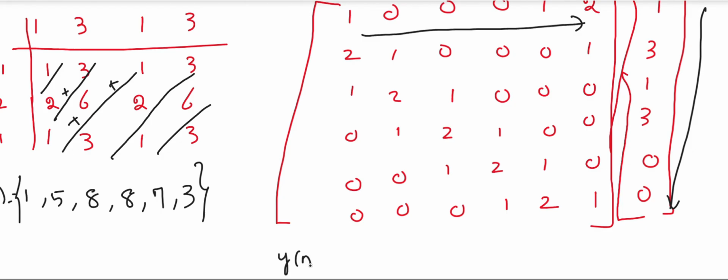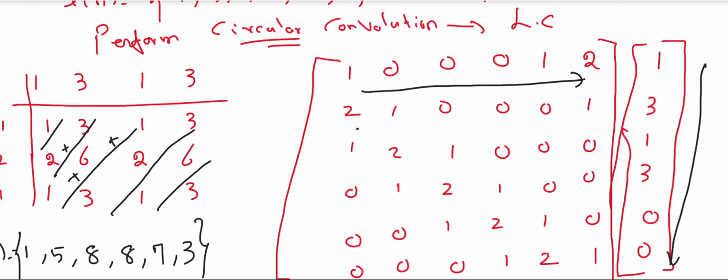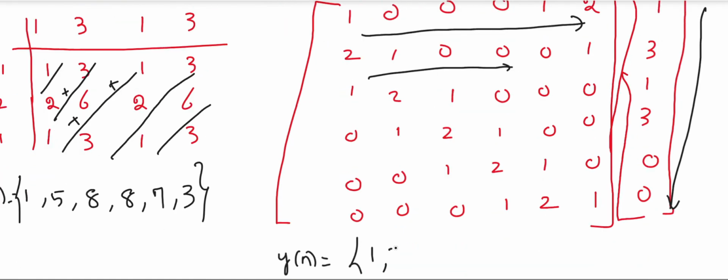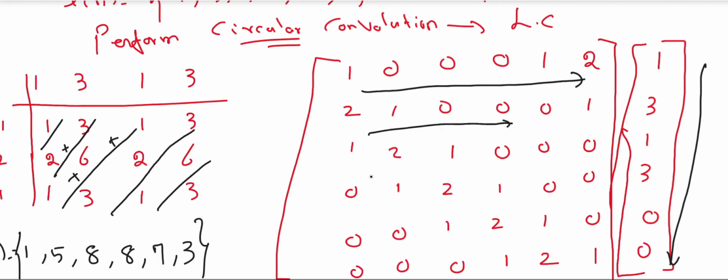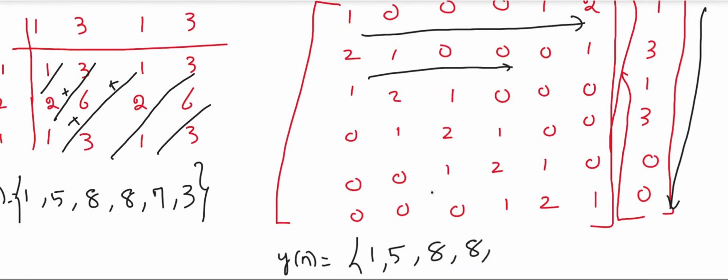Then the output sequence y of n is equal to 1 for the first one. For the second one, 2 1s are 2 plus 1 3s are 3, plus 2 is 5. The second sequence will be 5. In a similar way you can compute all the other samples. So the other samples will be 1 5 8 8 7 and 3. So now these both are equal. So you can perform the linear convolution using the circular convolution method.